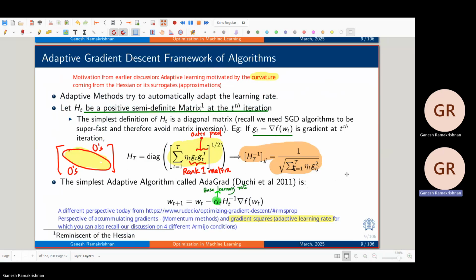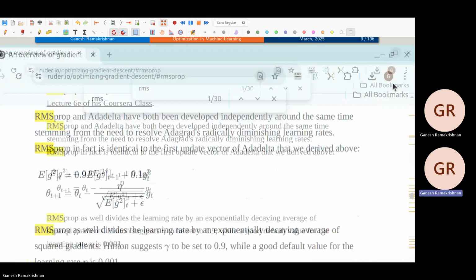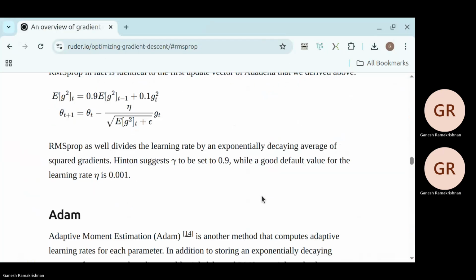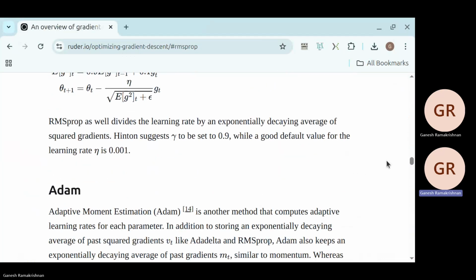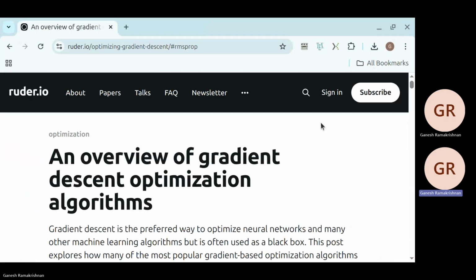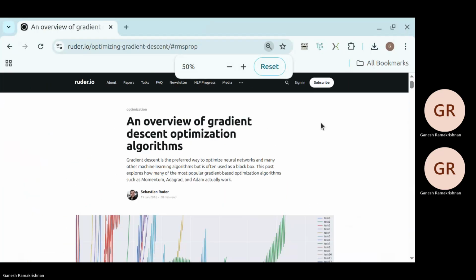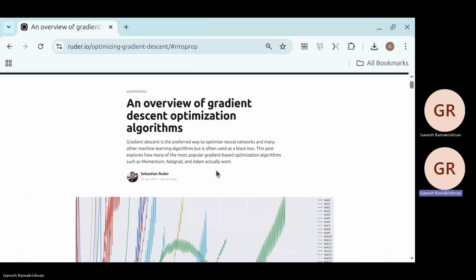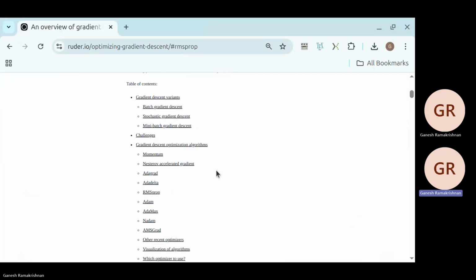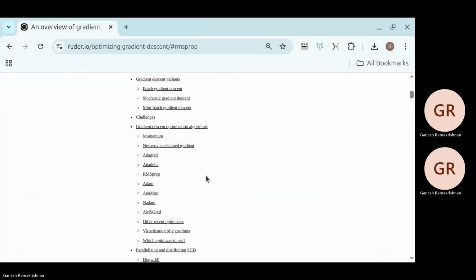There's a very interesting blog. I have pointed you to it, but let me also bring this up here. By the way, you can go to the table of contents. It was written long back in 2016, but still quite relevant. So here's Adagrad. In fact, it comes right after Nesterov accelerated gradient and momentum. Pretty much the sequence you are following.